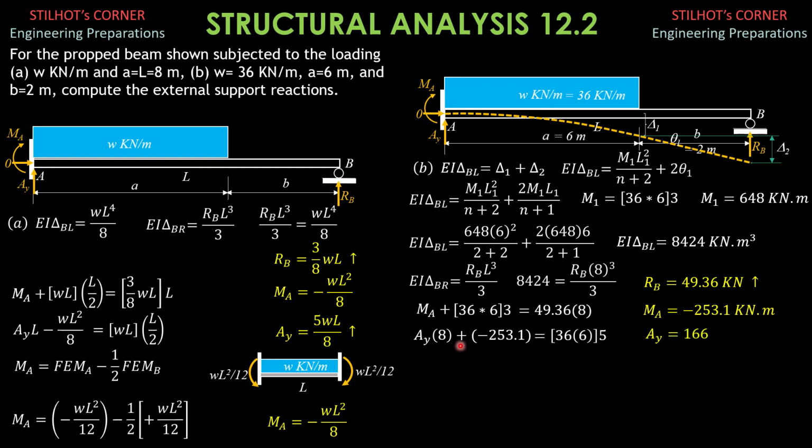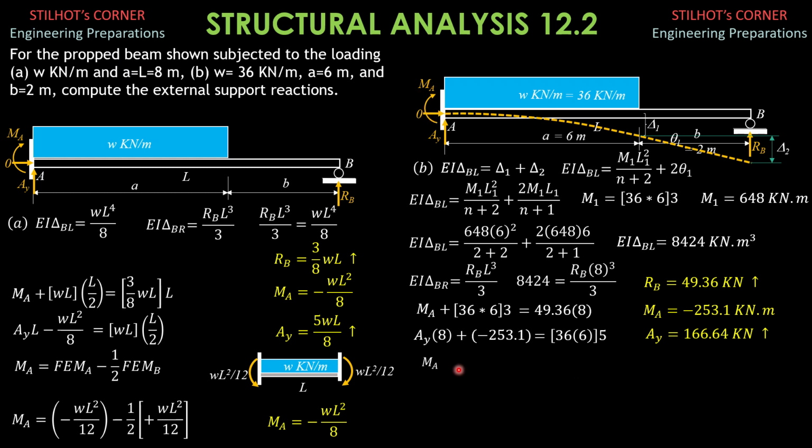So solving for AY, which is also upward, is equal to 166.64 kilonewtons upward. So that 49.36 plus 166.64, that's 216, then minus 36 times 6, so that would be 0. So that checks. So another approach, we'll just compute MA.